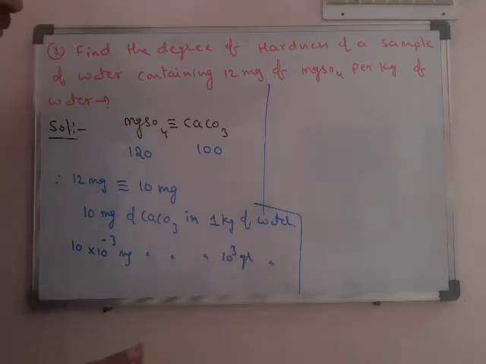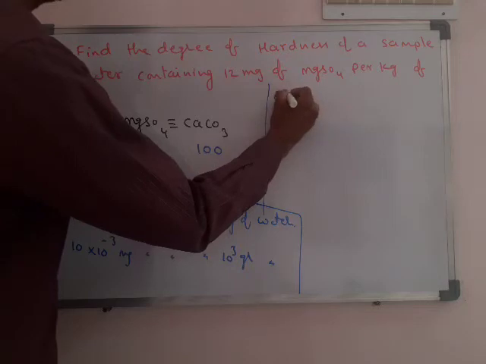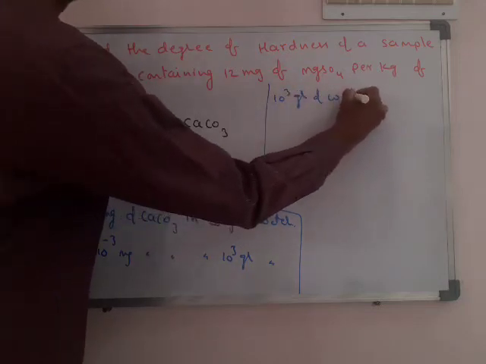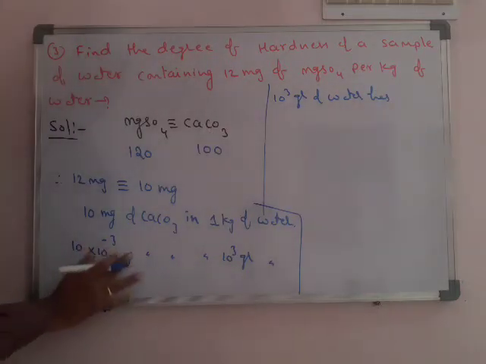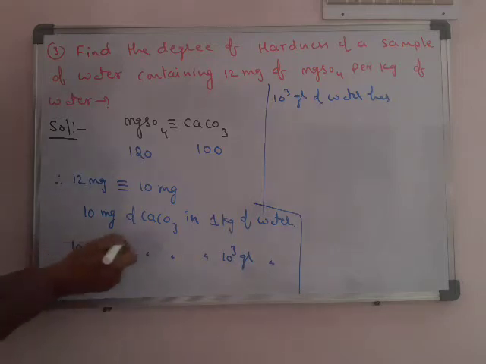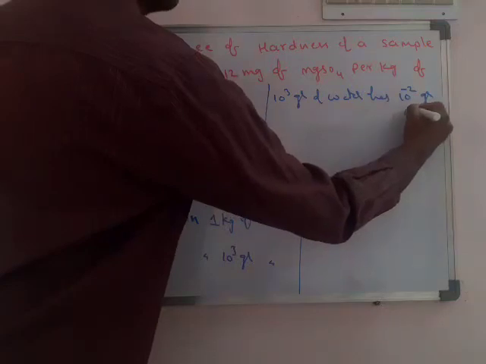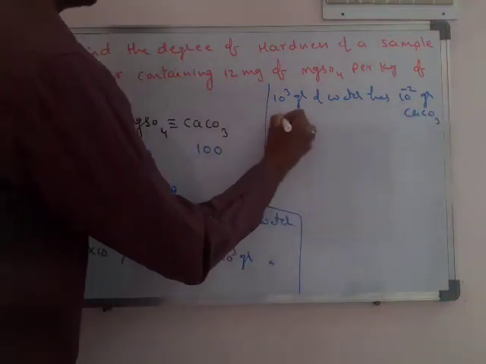But for ppm we have to find it for 10⁶ grams. So 10³ grams of water has how much? 10 × 10⁻³ grams of CaCO3. Then what about for 10⁶ grams?